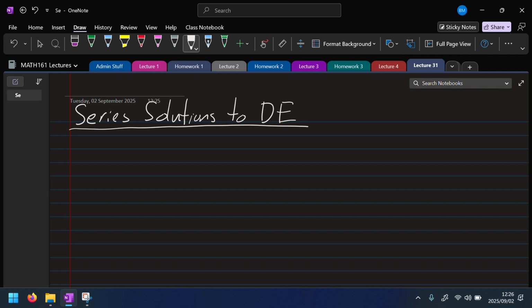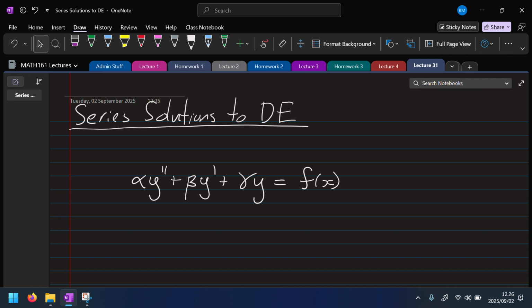Okay, so what we want to do is try and solve differential equations. Maybe it looks something like this. So like alpha y double prime plus beta y prime plus gamma y equals some f of x, right? So like some second order differential equation. Now the alpha, beta, gamma, they could just be constants, they could be other functions, but we just have something like this. Okay, so how do we try and solve this using a series?